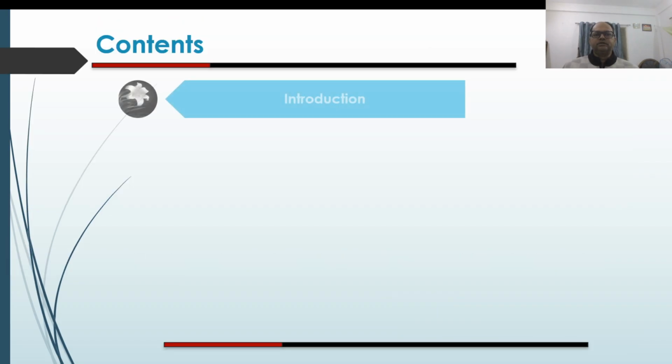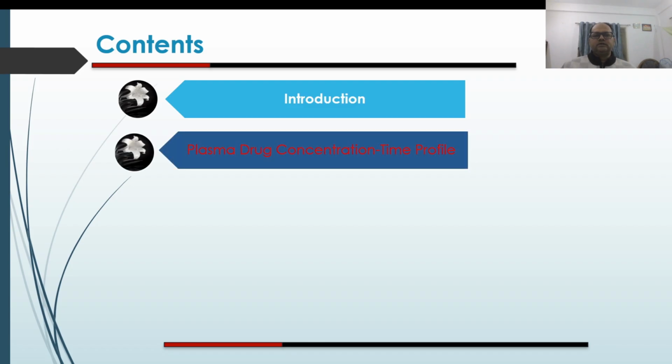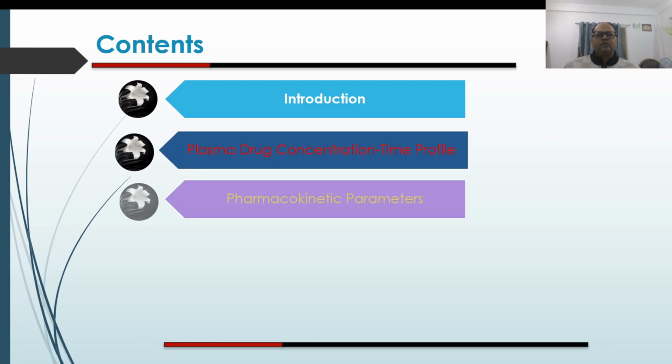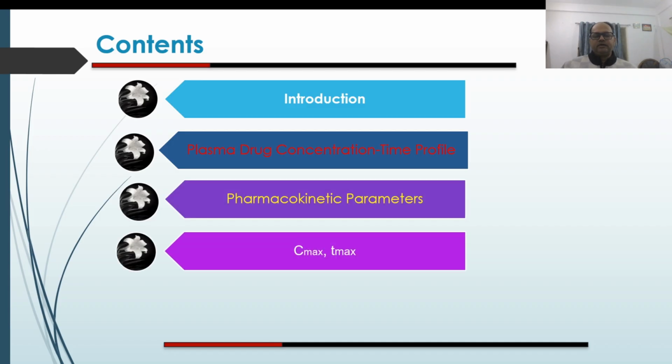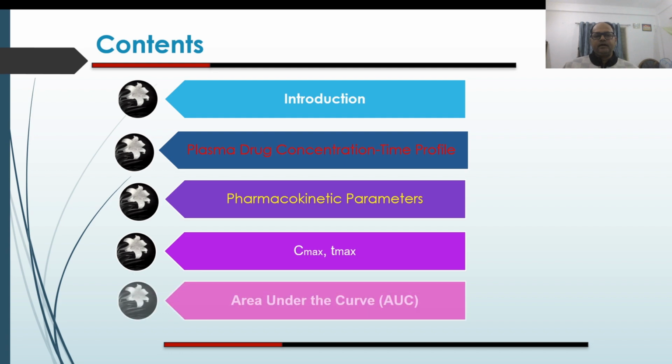In this process, we are going to discuss the introduction to pharmacokinetics, then the plasma drug concentration time profile, then come to pharmacokinetic parameters, and different pharmacokinetic parameters like Cmax, Tmax and area under the curve.